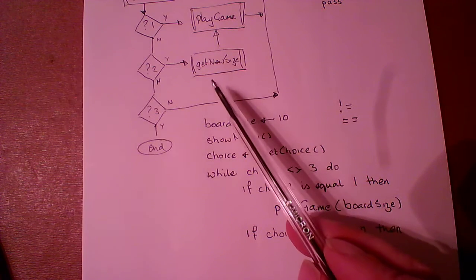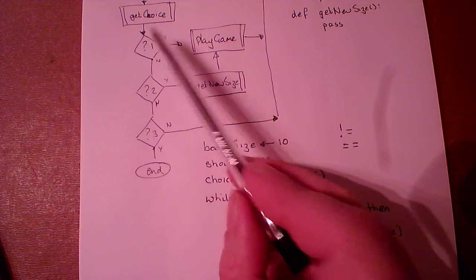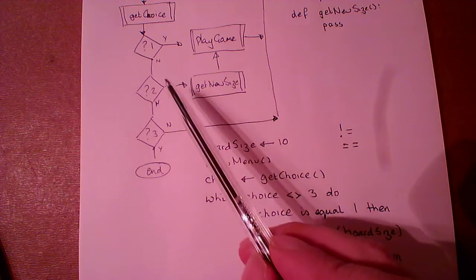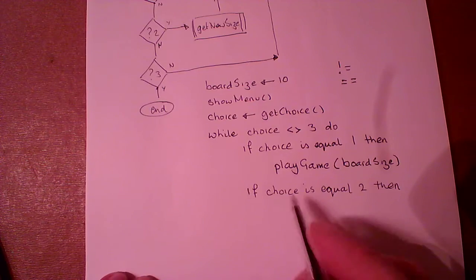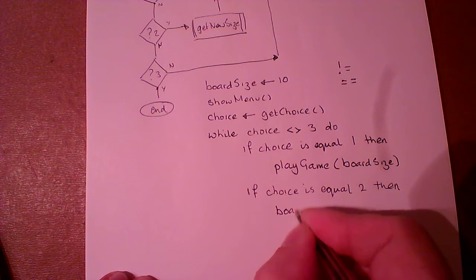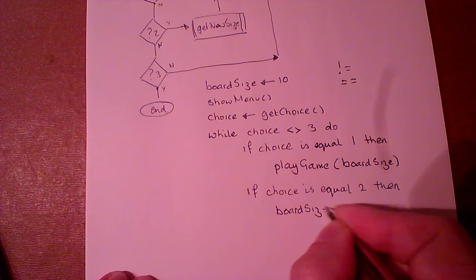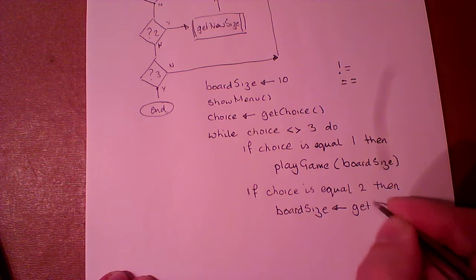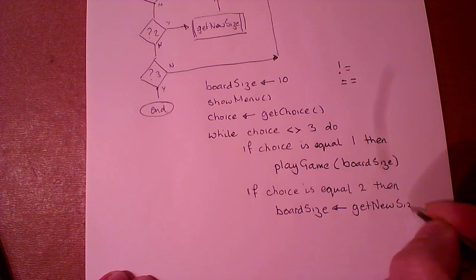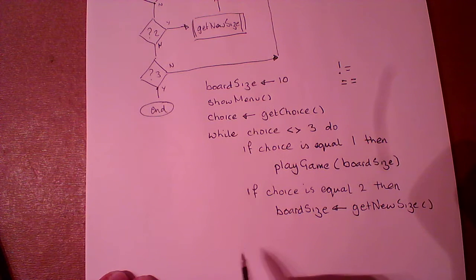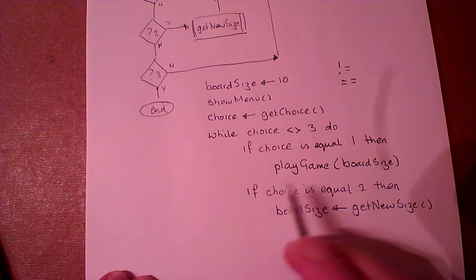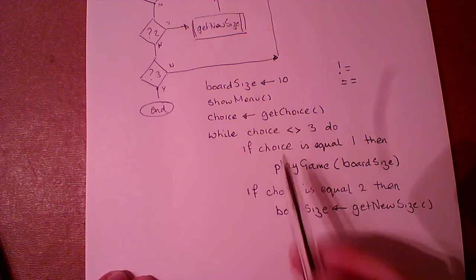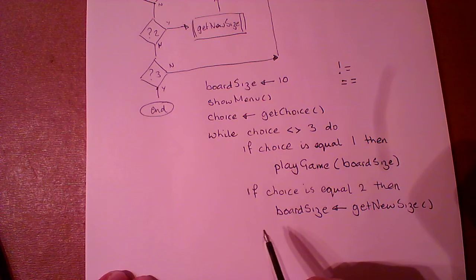And rather like get choice above, where we did it here, the user is going to be offered a statement, please input a new size, and it's going to pass the information back out. So what's going to happen is that the board size is going to be set to the value we get from the function new size. So we're going to get the new size and pass it out. So we've dealt with 1, we've dealt with 2, we've dealt with 3. Anything else we're not bothered with. I'm not going to write an else statement.